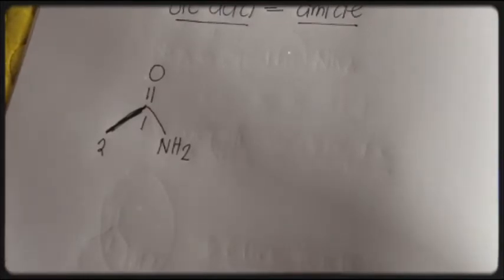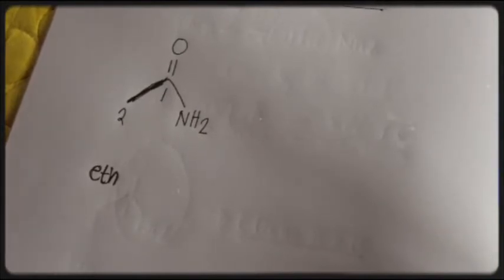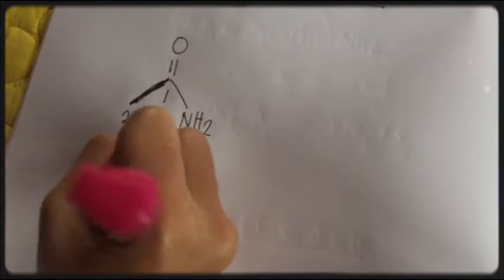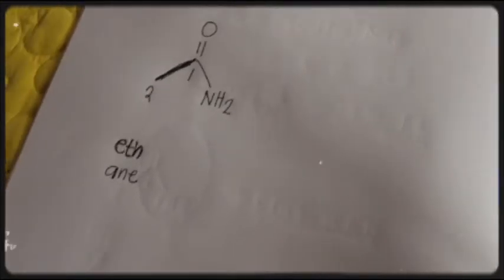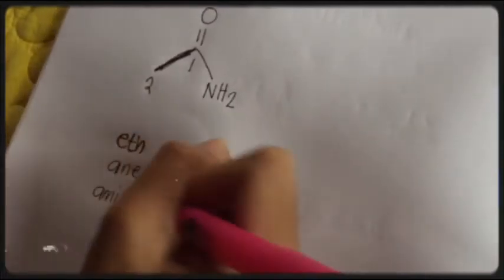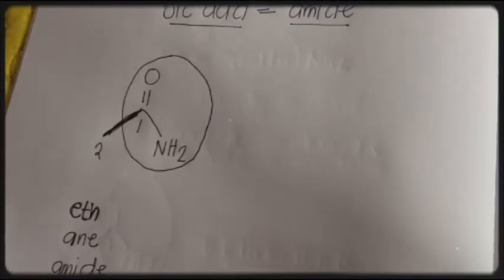So for our first name, we have the first name "eth". And only single bonds give us a last name of "an". And the carbonyl bond to the NH2 gives the suffix of "amide". So we don't need to include the number because it's understood to be number one.